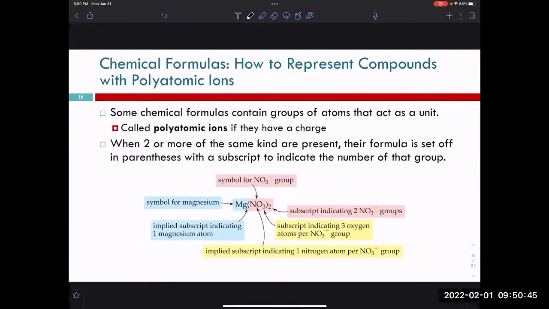Polyatomic ions are special ions. Remember, we talked about ions. We have cations and anions. Cations have positive charges, anions have negative charges. Most of the polyatomic ions are anions. They have negative charges. They're special because they're made up of multiple atoms. And in chemical reactions, they operate as a group, sort of as a single unit.